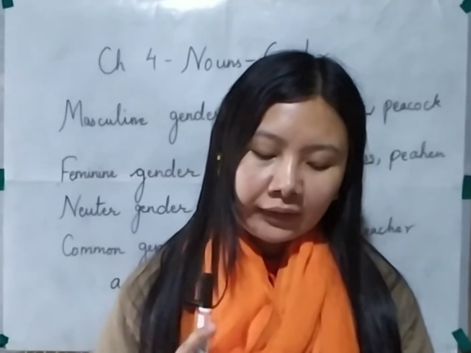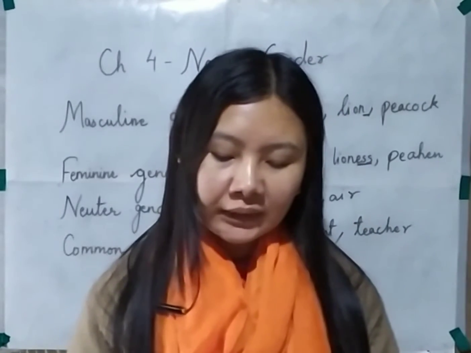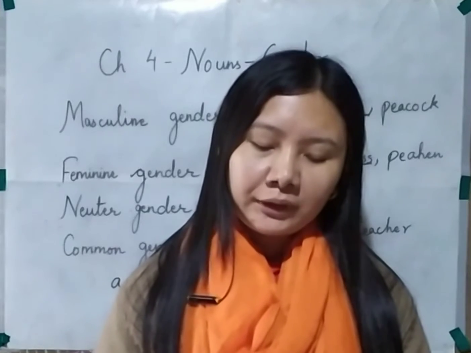Now look at these nouns: lioness, girl, peahen, cow, queen, woman. So you can see some more examples over here, like that of lioness, girl, peahen, cow, queen, woman. They refer to the names of female persons and animals. They are of the feminine gender. So these examples that we read just now are examples of nouns that come under feminine gender.